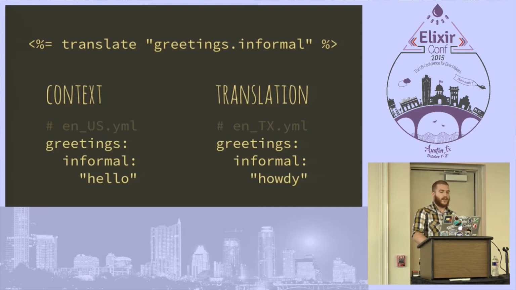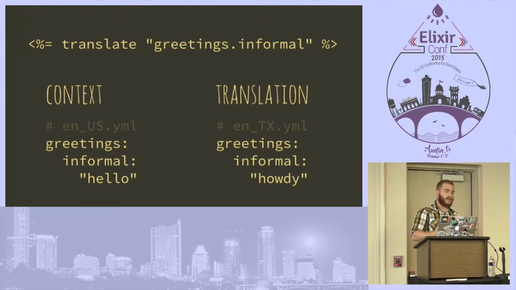Basically, what this does is it hurts the programmer, because when the programmer sees translate greetings.informal, they have no idea what greetings.informal is. I mean, they have an idea, but they don't know for sure what it is, right? It's very general, and it gives you very little context, right? And so to find what it means, you have to dig through YAML files. You have to find the YAML file for the base language.